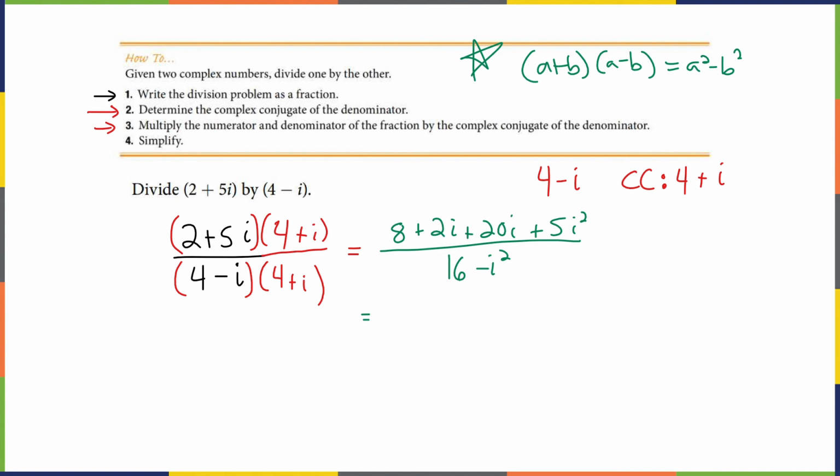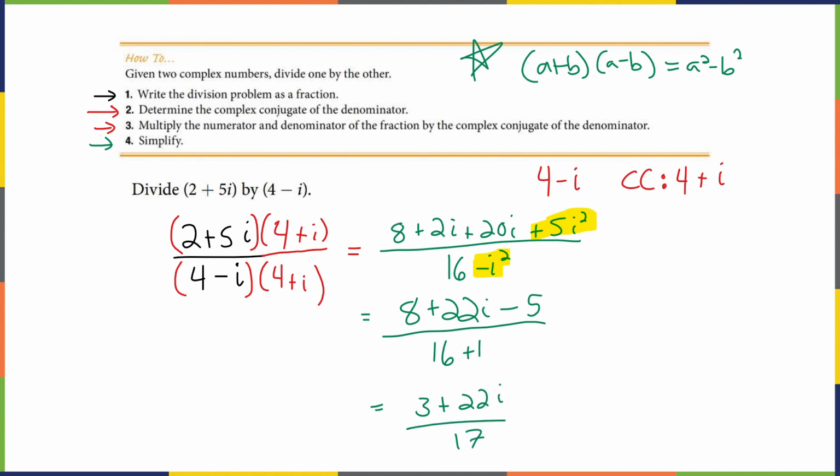Now that I've done the multiplication, I need to simplify. Simplification is the same as if I were just doing multiplication on its own. What that means is I'm going to start by combining my like terms. 2i plus 20i in the numerator is going to be 22i. However, this plus 5i squared is really going to be minus 5. In the denominator, I can carry down my 16, and minus i squared is really going to be plus 1. Now I combine my like terms. In the numerator, 8 and negative 5 give me 3, and I carry down my plus 22i. And in the bottom, I have 17.